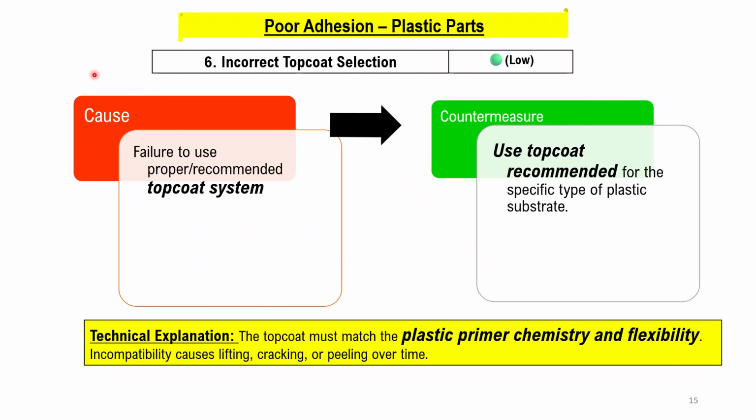Number six, reason could be incorrect top coat selection. Failure to use the proper recommended top coat system. The top coat must match the plastic, primer chemistry, and flexibility. Incompatibility causes lifting, cracking, or peeling over time. Therefore, use the top coat recommended for the specific type of plastic substrate.